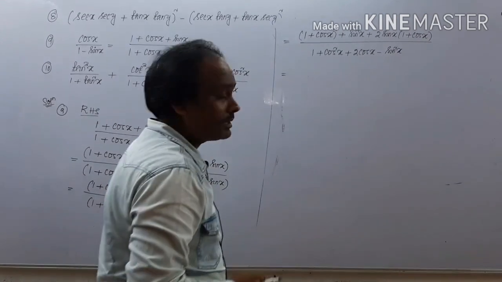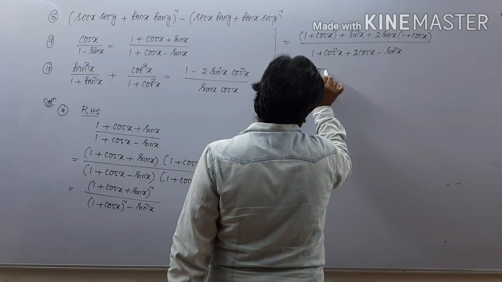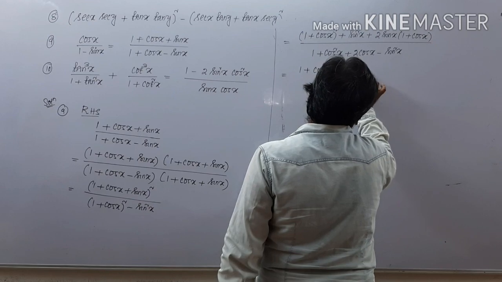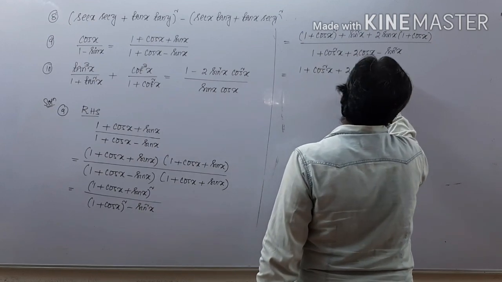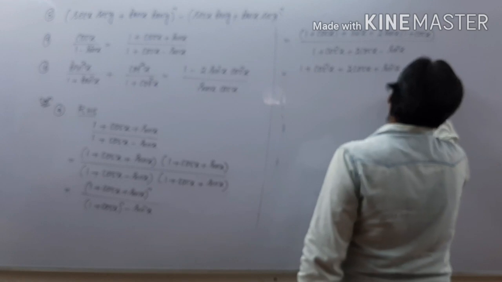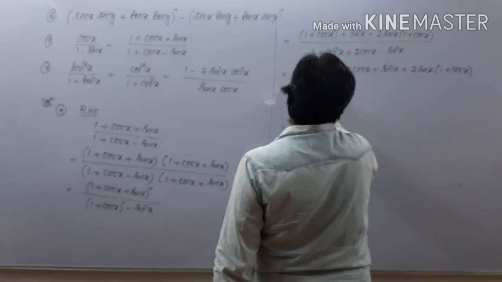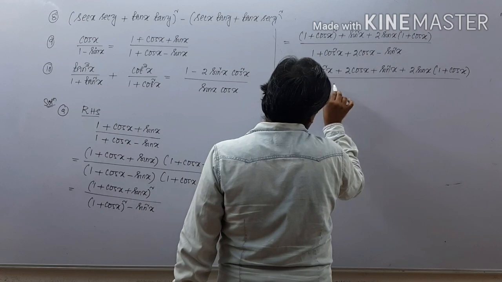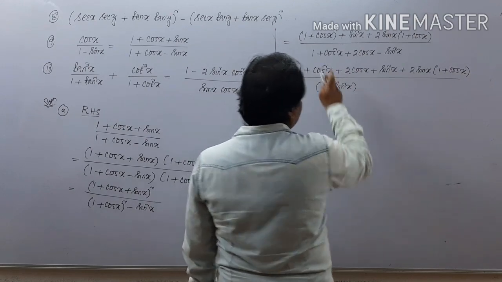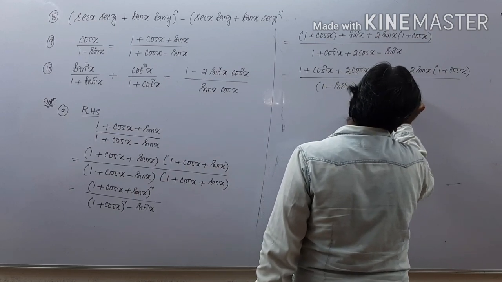Square x. Now, this one is equal to, here I will apply the (a plus b) whole square formula, that is (1 plus cos square x plus 2 cos x) plus (sin square x plus 2 sin x multiplied to 1 plus cos x), divided by, here I will write, 1 minus sin square x plus cos square x plus 2 cos x, right?